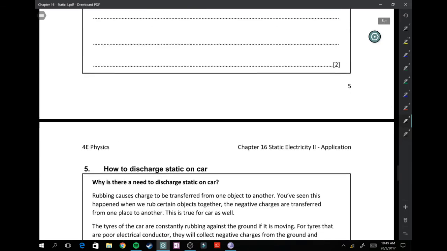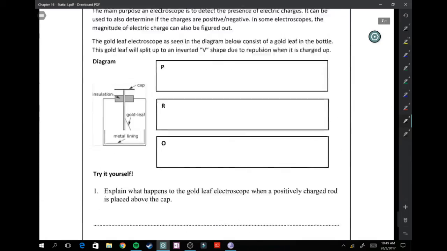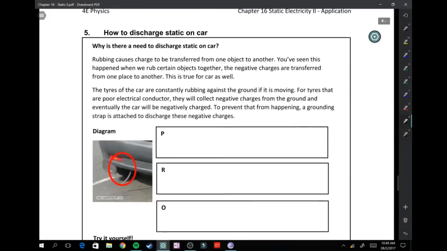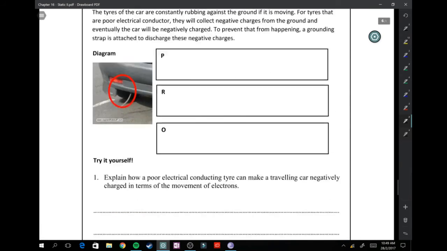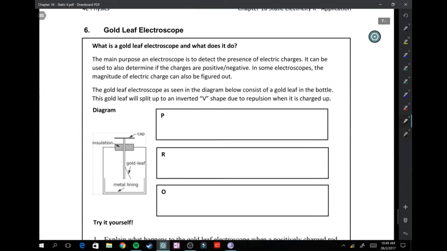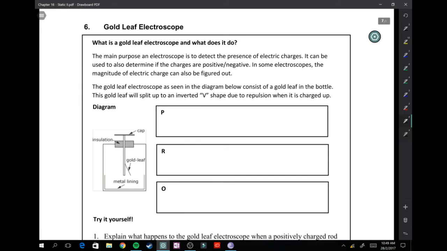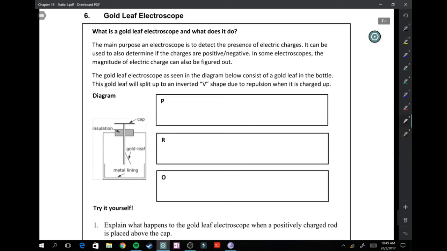Okay, so now before we go on to number 5, maybe let me skip number 5 because it's of a different concept, but let me go to number 6. Now for number 6, I might have a link below, so check out the link for gold leaf electroscope. I hope I can find a nice animation for it.